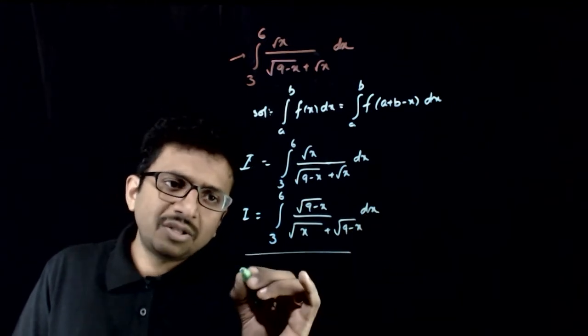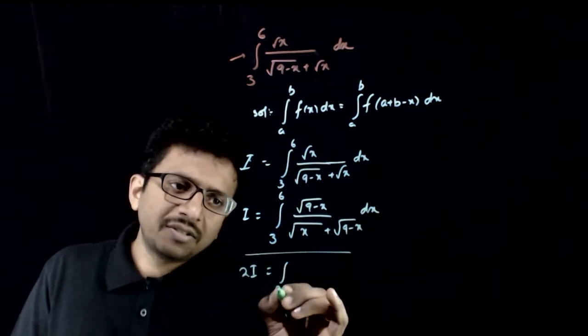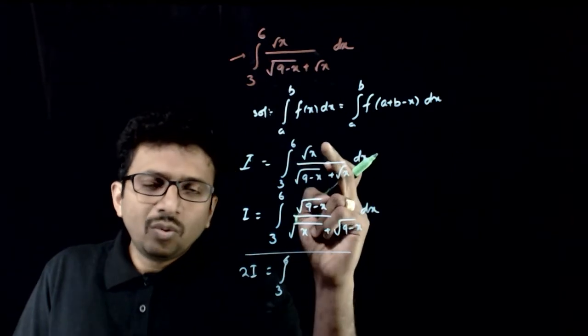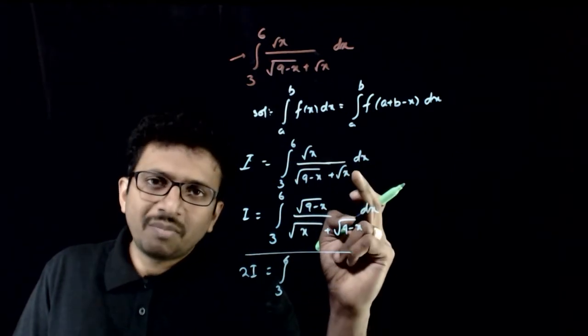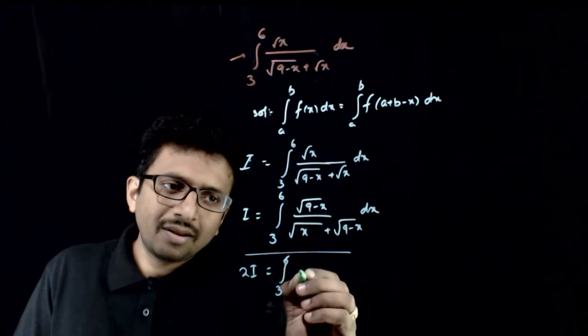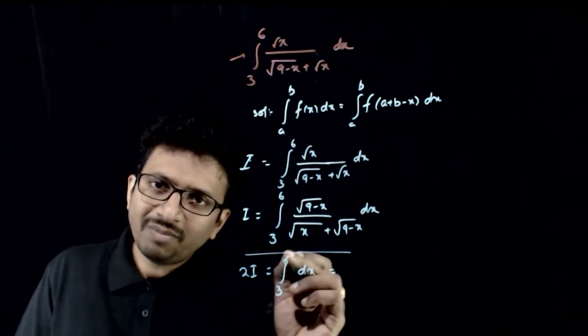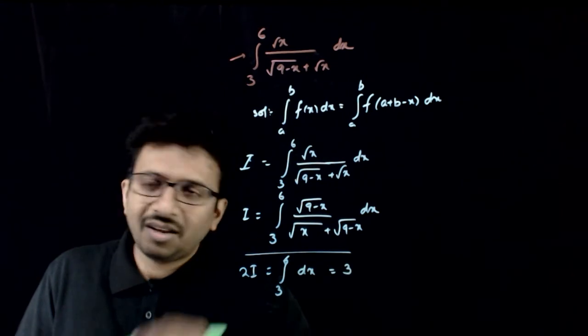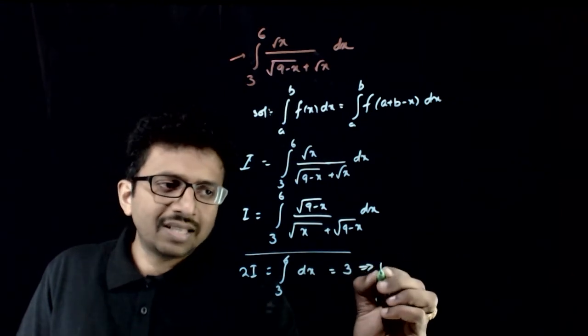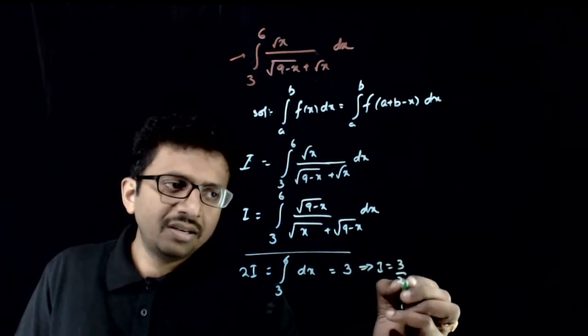So if I add these two, I get 2I is equal to integration from 3 to 6 root x plus root 9 minus x by root x plus root 9 minus x, 1 dx, that is equal to x going from 6 to 3, that is 3. So this implies I is equal to 3 by 2.